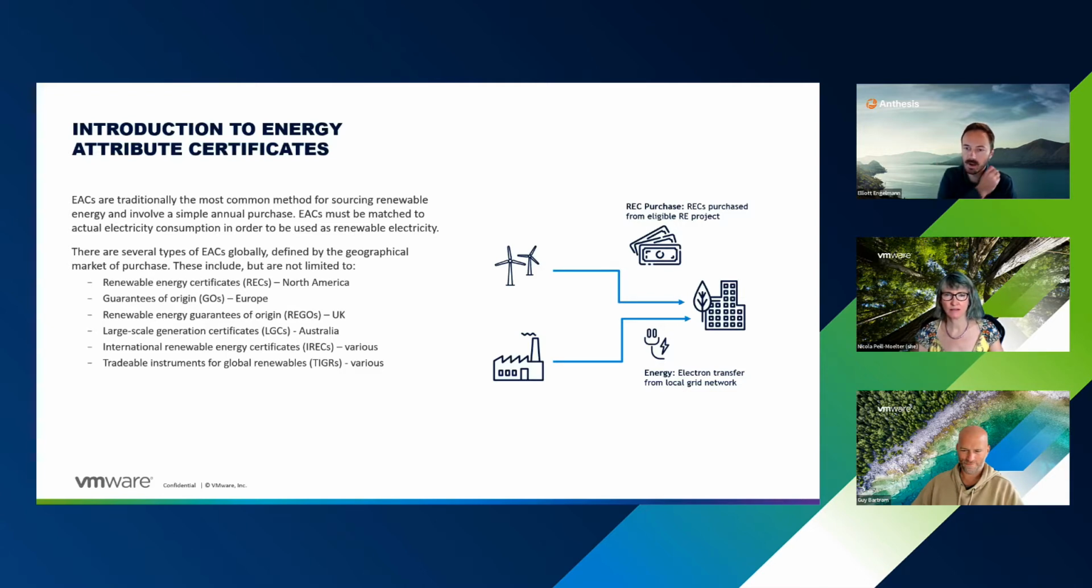They're all EACs. They all work the same. They're just called different things in different markets. So if you have operations across these markets, you might buy RECs for your North America operations, GOs for the EU, and IRECs for a facility in Malaysia, for example. And they all together constitute your EAC procurement strategy.